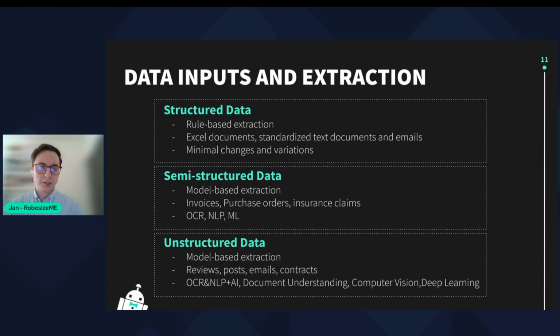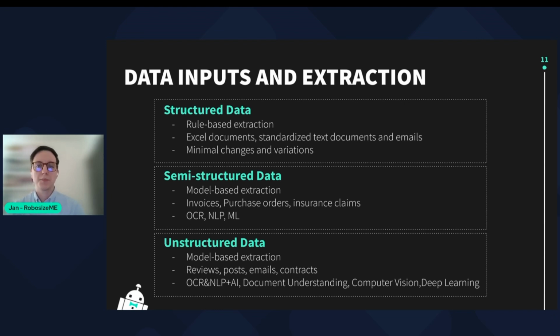We use optical character recognition to recognize text from scanned documents and natural language processing to then extract information from the text. In addition to these two technologies, machine learning algorithms can also be trained to automatically classify and categorize semi-structured data based on their content. And this is so-called model-based data extraction.